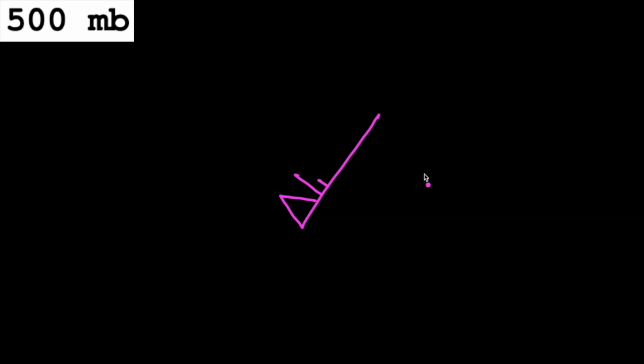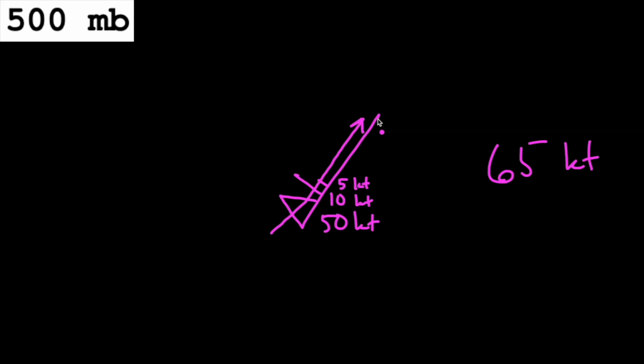These barbs consist of flags, full staffs, and half staffs. Each flag is worth 50 knots. The winds in the upper levels of the atmosphere are measured in knots. The full staffs are worth 10 knots, and the half staffs are worth 5 knots. So in this example here, this would be a 50 plus 10 plus 5 knot wind, which is a 65 knot wind. And the direction of the wind is assumed by going through the flags and staffs toward the end of the barb, or toward the center of the station. So this would be a 65 knot wind out of the southwest. So that's how those wind barbs work.